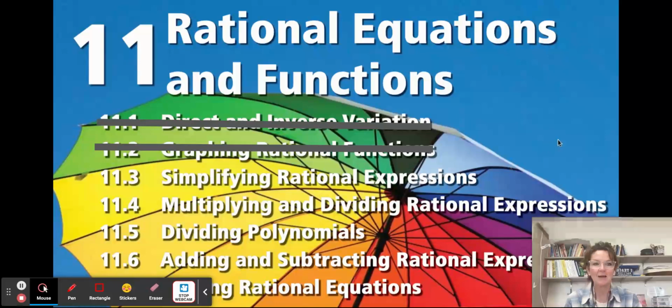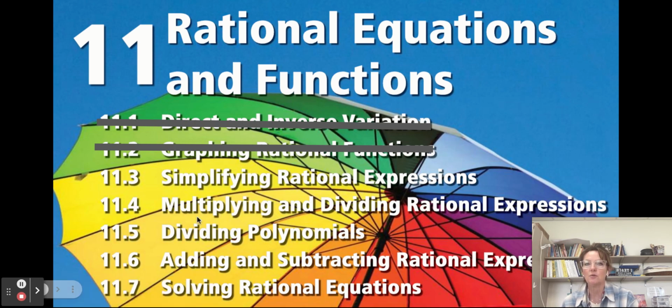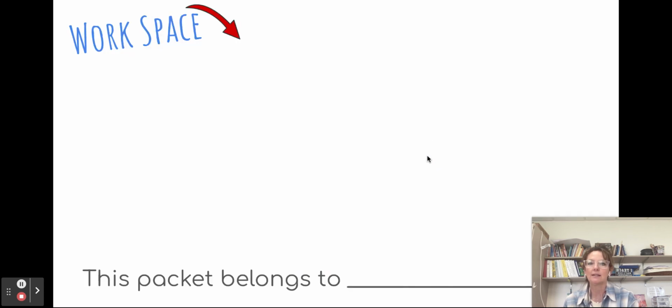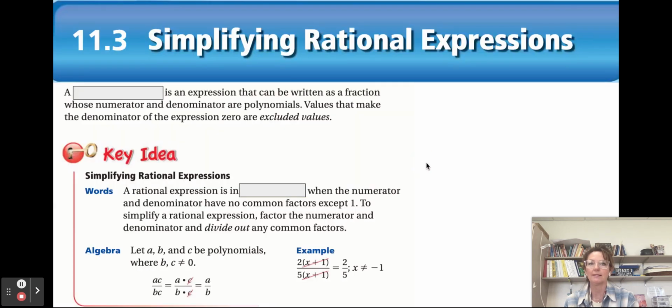Okay, here we are, chapter 11. We're going to do rational equations and functions. As you can see, we're not going to do all the lessons. We're going to skip 1 and 2 and start up on lesson 3, and then do 3, 4, 5, 6, and 7. So make sure you're putting your name on the packet.